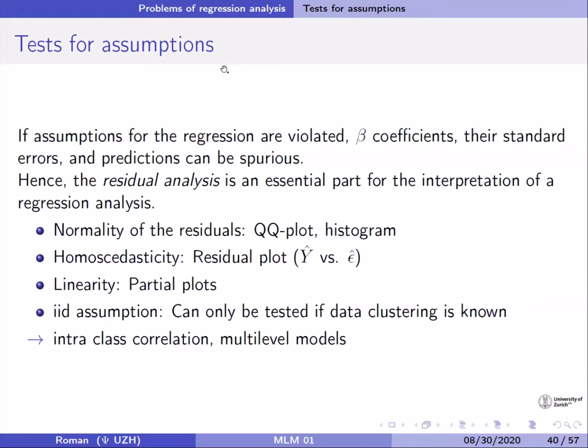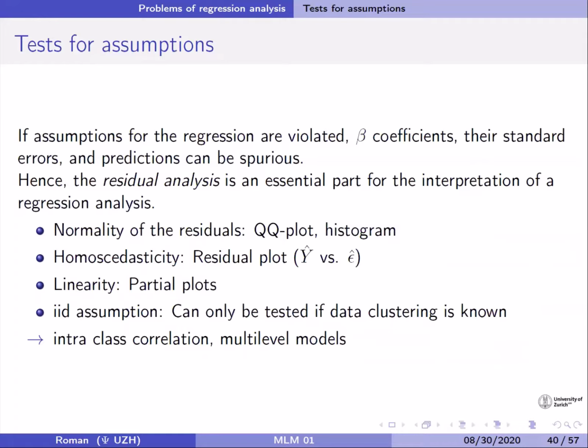Testing for assumptions. If assumptions for the regression are violated, beta coefficients, their standard errors, and predictions can be spurious, as well as inferential decisions. Hence, the residual analysis is an essential part of the interpretation of a regression analysis. We assess normality of the residuals frequently with a QQ plot or histogram. This allows us to visually inspect whether or not the residuals are normally distributed.